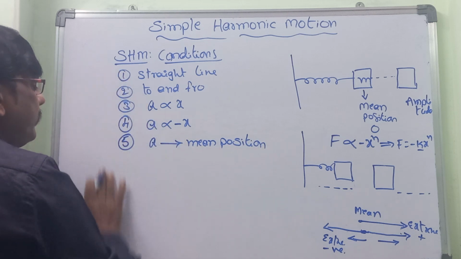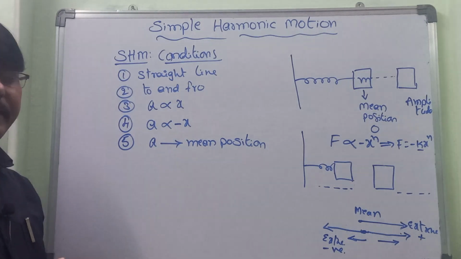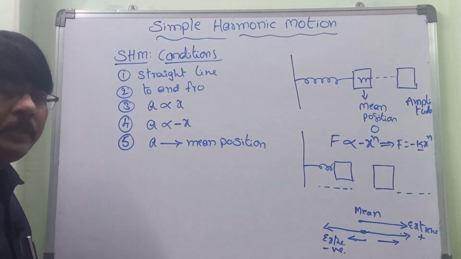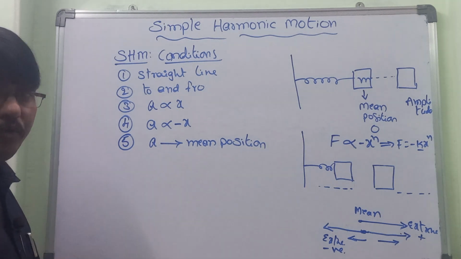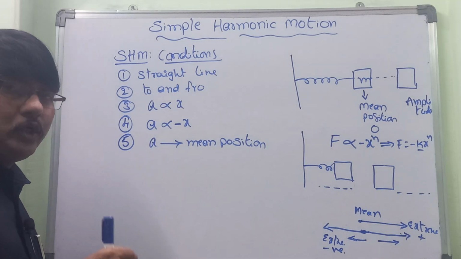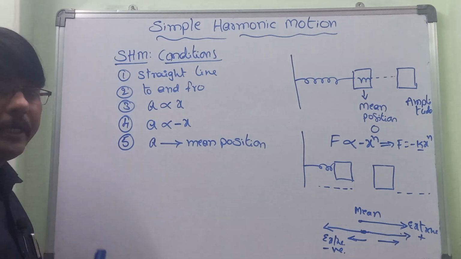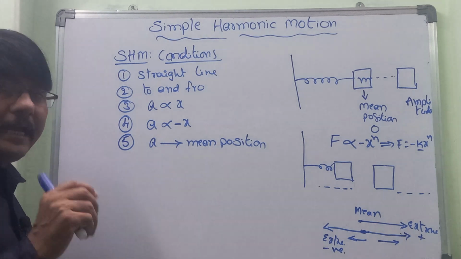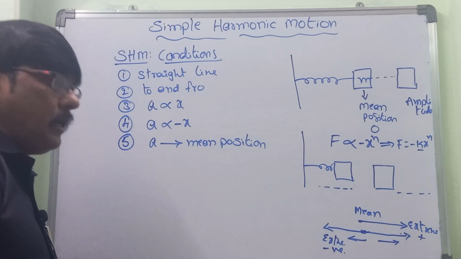So what definition can we draw from this? A particle is said to be in simple harmonic motion if it is traveling in a straight line, making a to and fro motion, with the acceleration acting opposite to the direction of the particle's displacement, and the acceleration all the time directed towards the mean position. Once it follows all these factors, the object is said to be in simple harmonic motion.